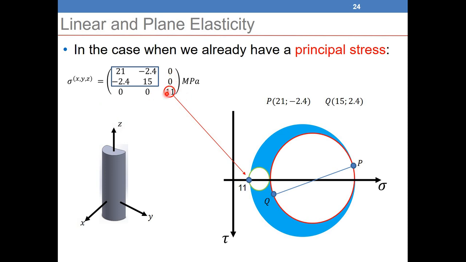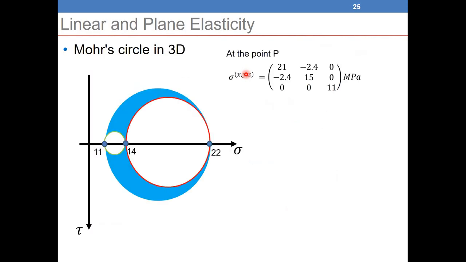So now here I already have 11 as a principal stress. If I had any stresses here, so I did not have 0 here, I would have only one way to do it. I cannot do it like this. I just need to calculate the principal stresses, then build it like the previous slide.